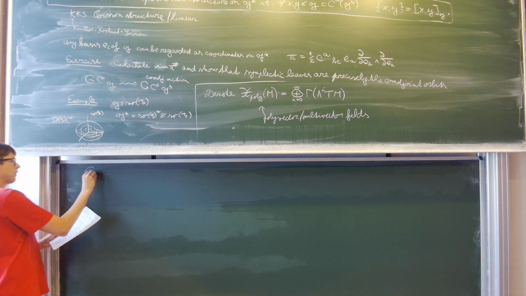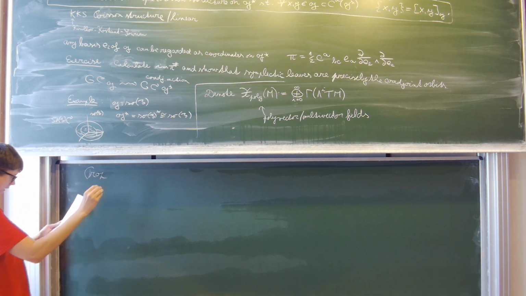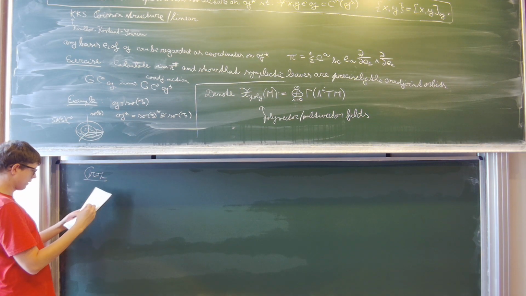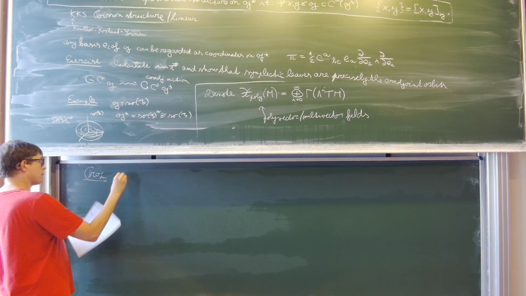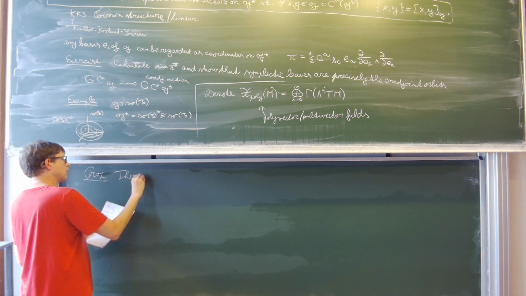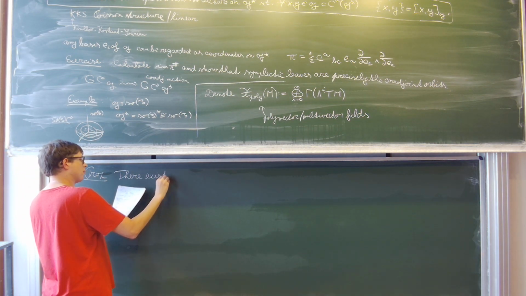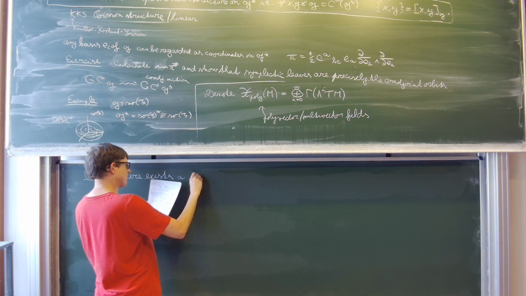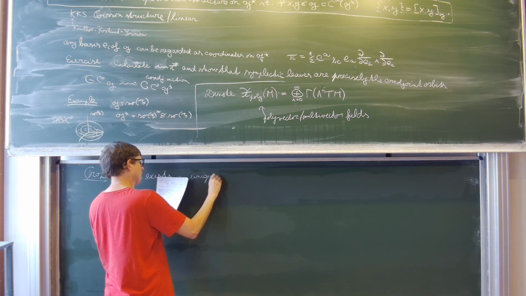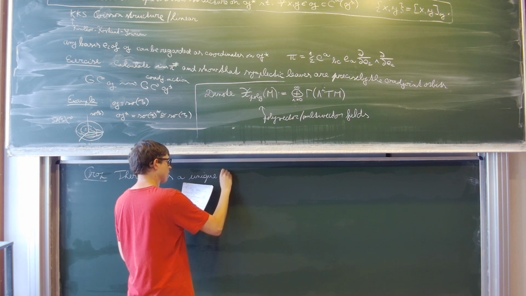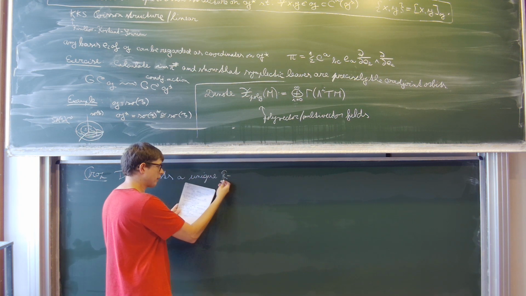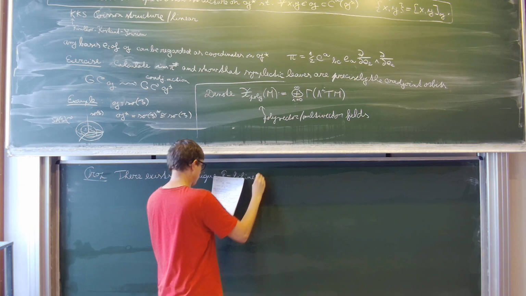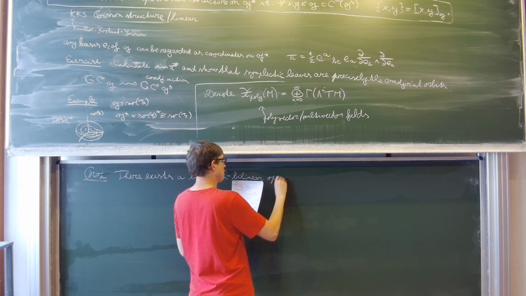Okay, so let me formulate it as a proposition. This thing is almost the end of this Poisson part. It says there exists, and I'm formulating it in this way to save time and space, a unique bilinear operation. Let's specify that it's bilinear over the real numbers.